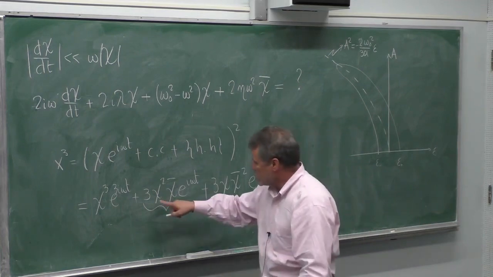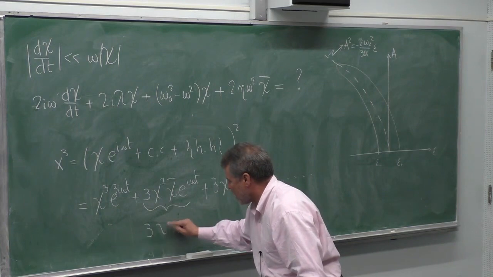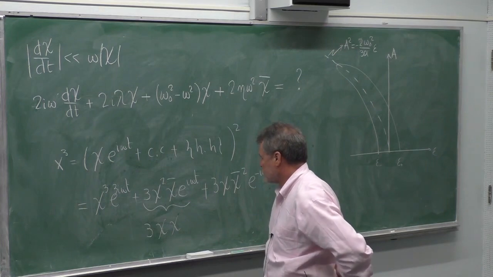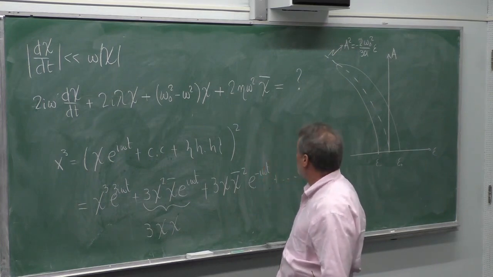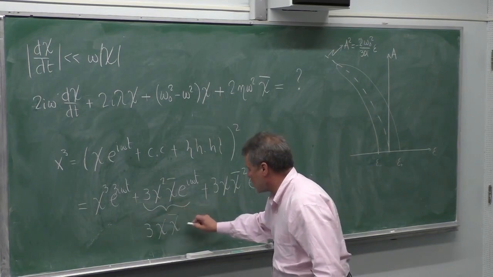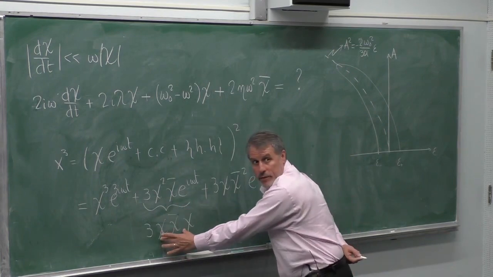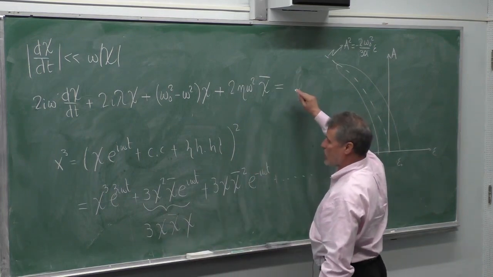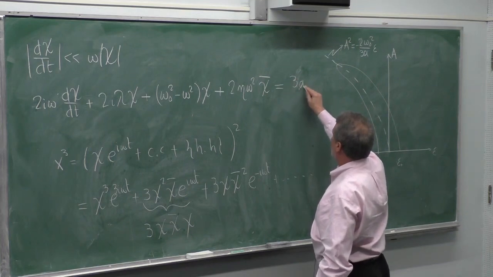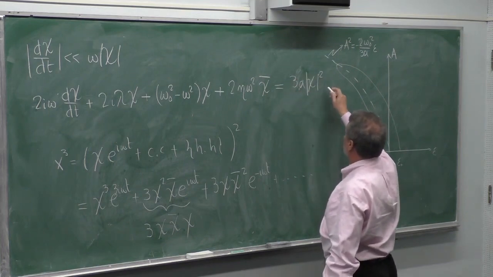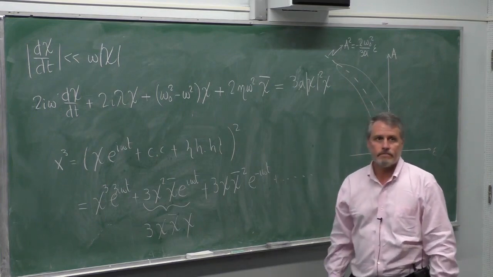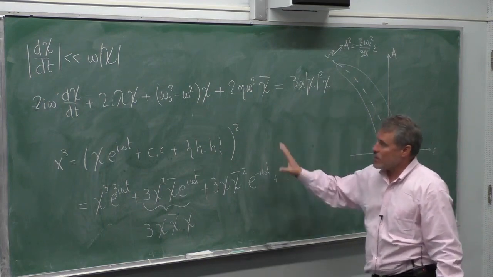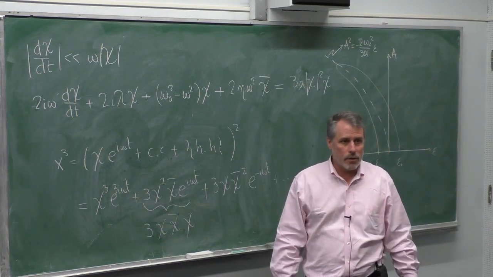And this term can be written as 3 χ complex conjugate times χ, right? And this is the modulus square of χ. So this indeed becomes 3α |χ|² times χ, the modulus square times χ. So this is the nonlinear equation that we can solve.